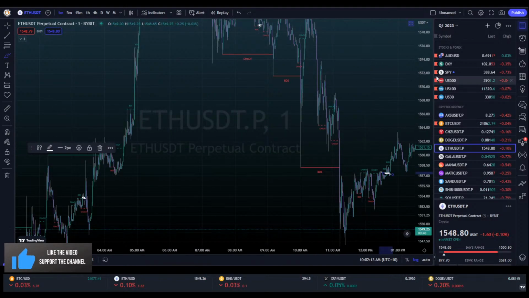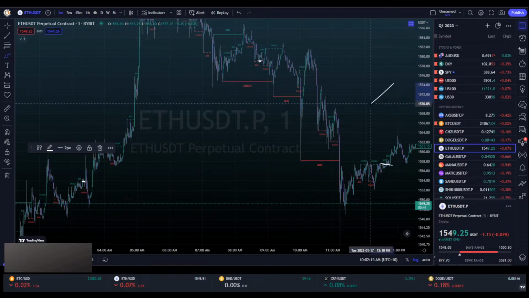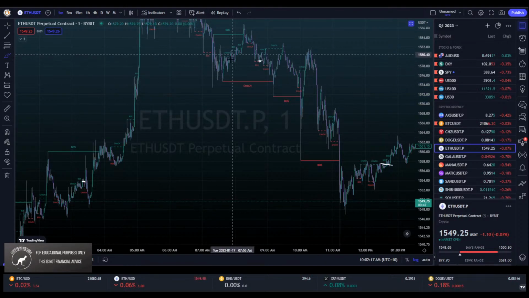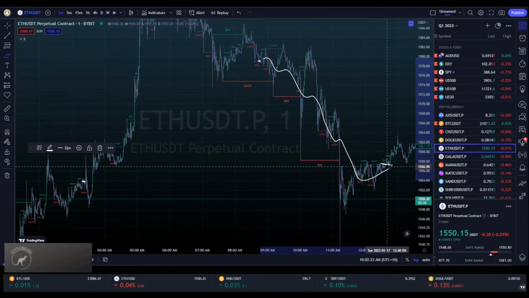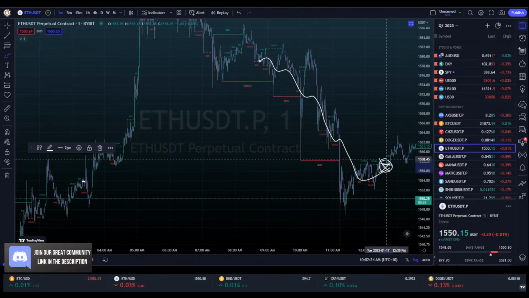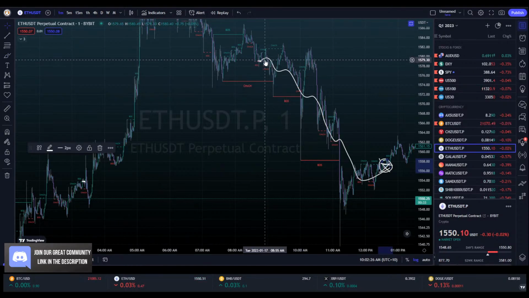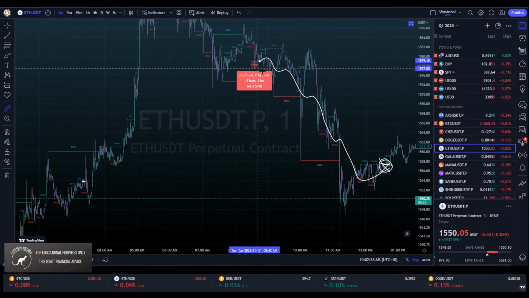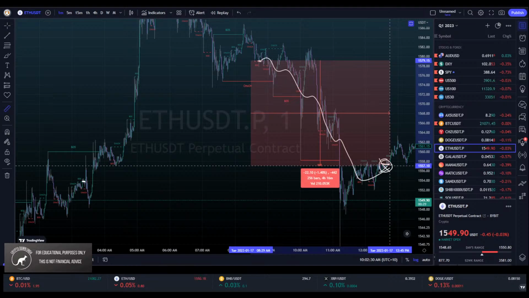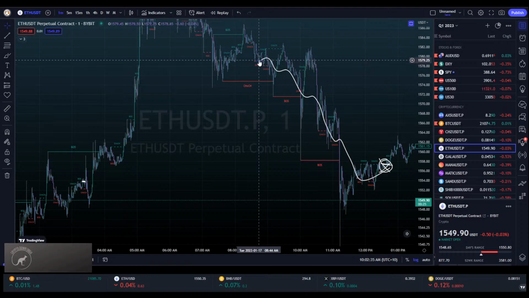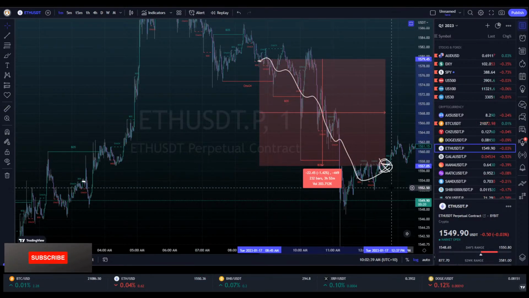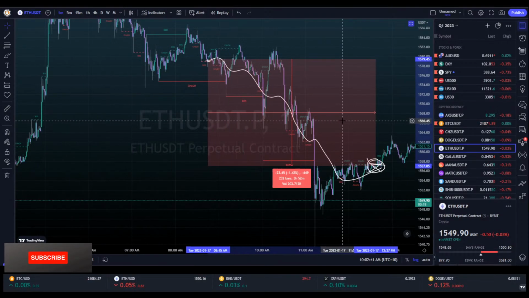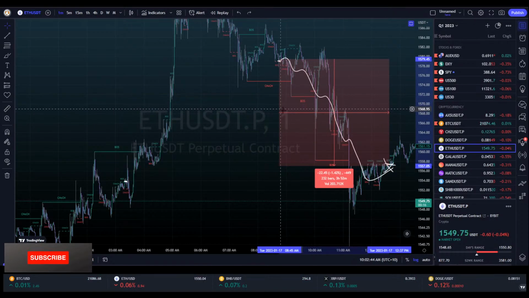So you can see what kind of move you just captured. You went from up here all the way down and you took profit here. Bingo. What is that move? Let's see. That is a 1.4% move over 4 hours. Not bad for Ethereum, right? I mean, this is just a random spot in the chart. I haven't cherry picked this situation. This is just a way to use it.